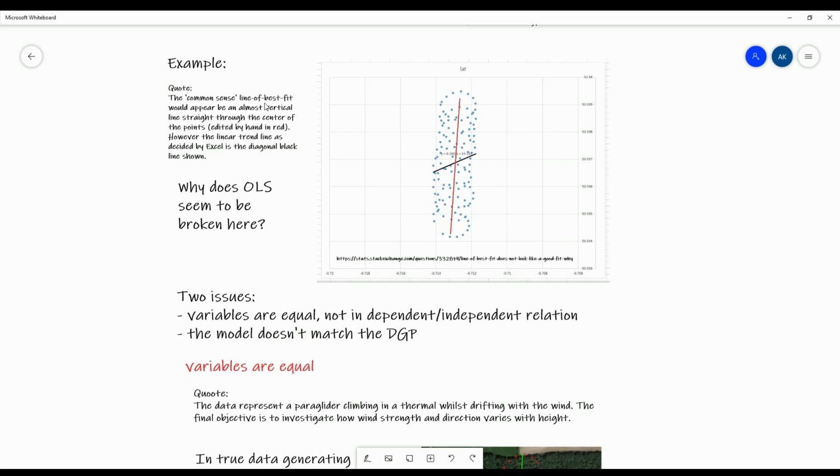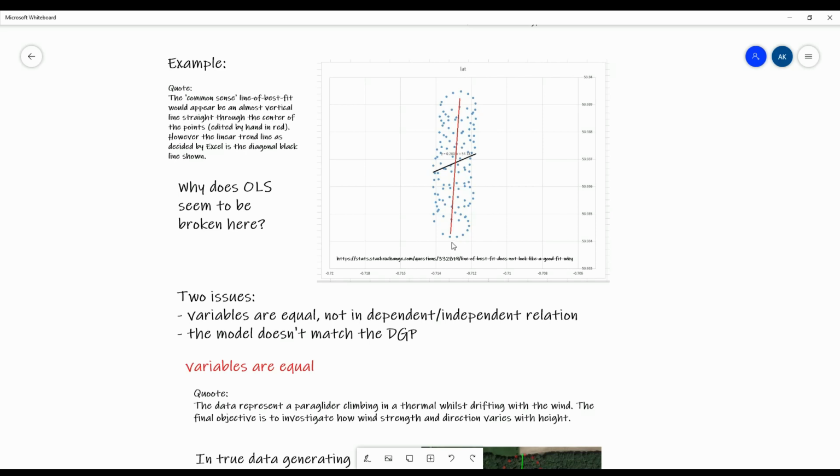He said the common sense line of best fit would appear to be an almost vertical line straight through the center of the points, edited by hand in red, right, on this picture. However, the linear trend line, as decided by Excel, is the diagonal black line. Why does OLS seem to be broken here? So the original poster was wondering why Excel is not finding this common sense line, right? It's an interesting question, right?